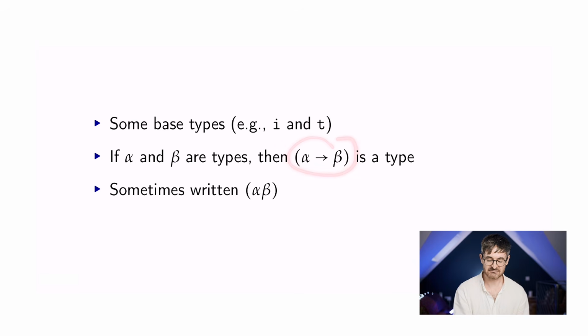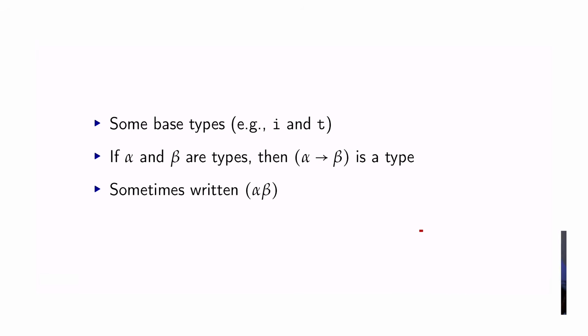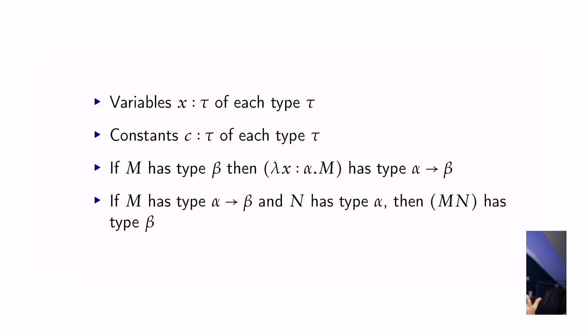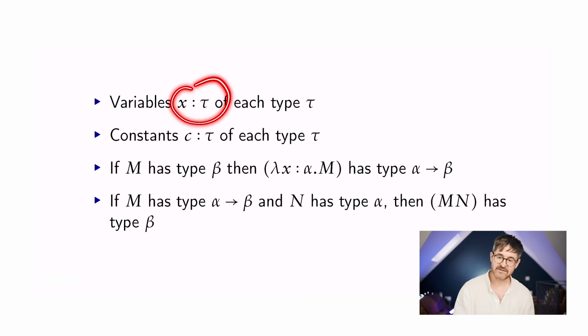Sometimes you'll see this written without the arrow, or there's different ways of writing it, but basically we're always saying it's a type from type alpha to type beta, and we're going to think of things of that type as basically being functions from alpha type things to beta type things. Okay, so if those are the types, what does the simply typed Lambda Calculus look like? Well, its terms are going to be, we're going to have variables of each type. We're going to have constants of each type.